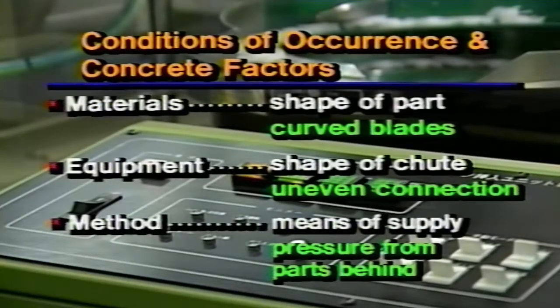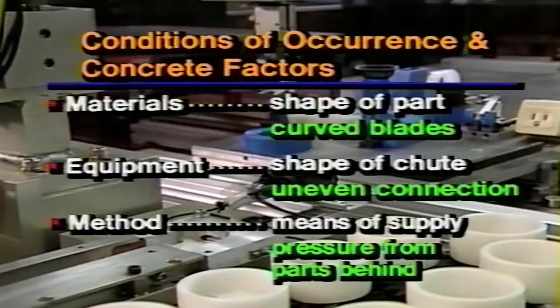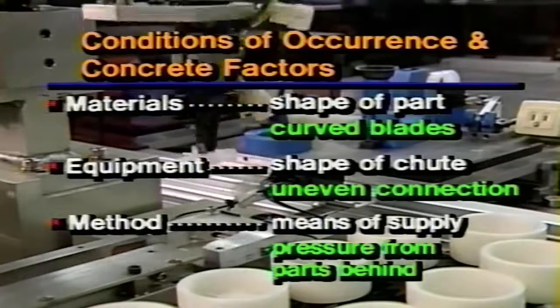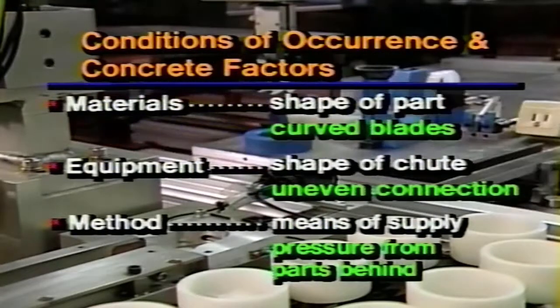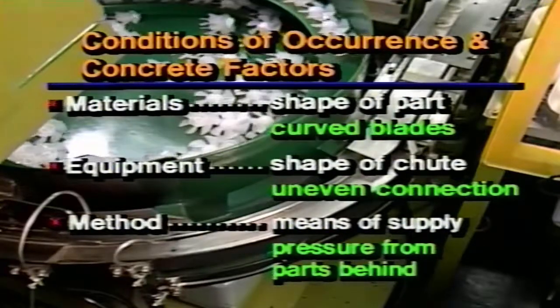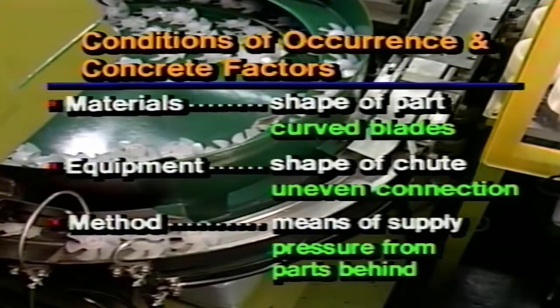First, how about the shape of the blades? Yes, certainly the fact they are curved means there is a strong chance of getting tangled if they overlap each other. Second, how about the unevenness of the chute? No, it has no effect on whether or not the parts get tangled together. Third, how about the supply method? Yes, this is obviously the real problem. If the parts are pushed into each other, there is every chance they will get tangled. This is clearly the principal suspect.